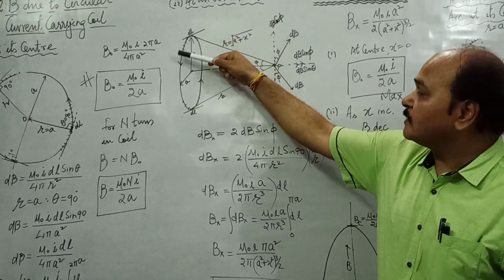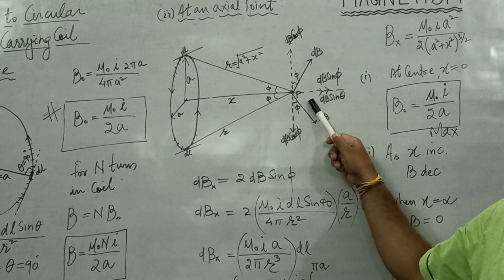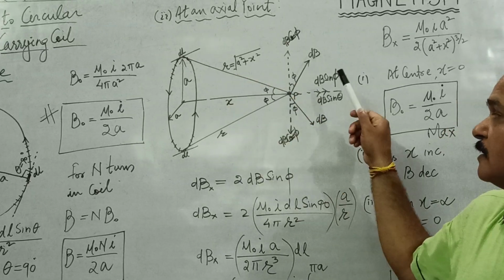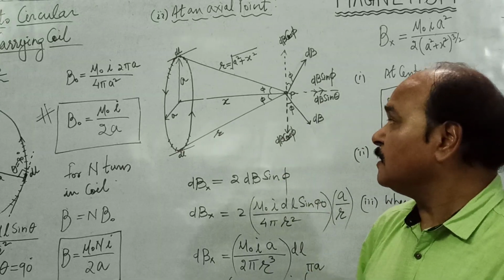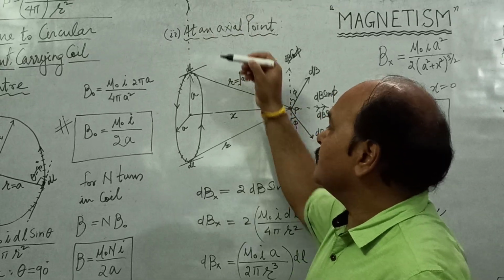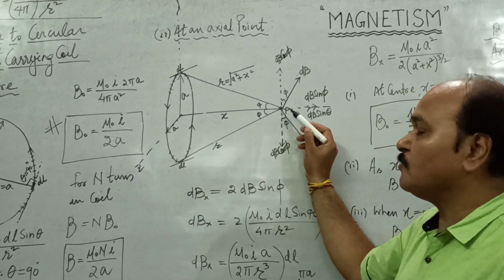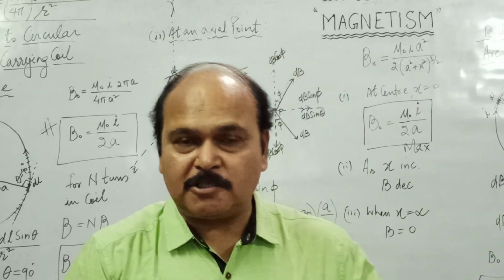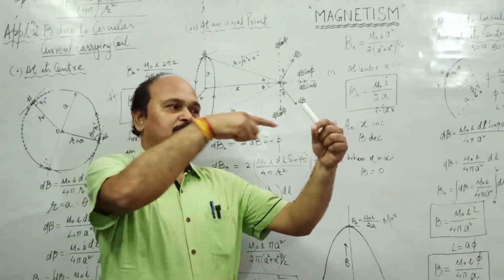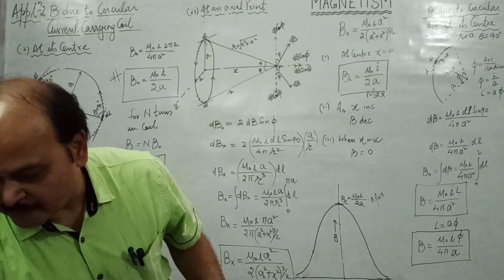Magnetic field because of the same current carrying coil, but now at a point over its axis. This is point P over the axis of this coil. This is a 3D diagram, children. This is, say, your y-axis, this is your z-axis, and this is the x-axis. So this point is over the axis of the circular current carrying coil. This is a circular current carrying coil, and right over its axis we have point P at a distance x from its center.